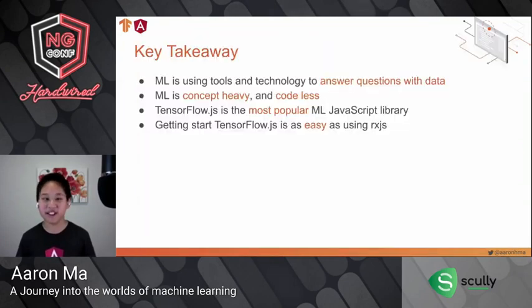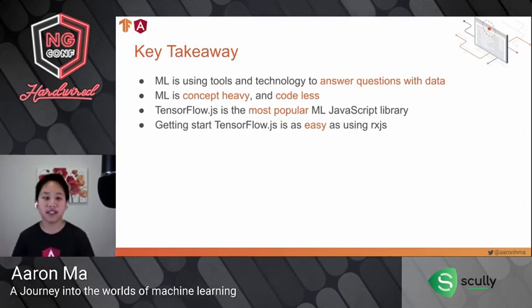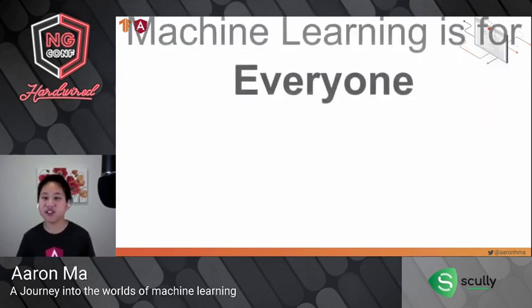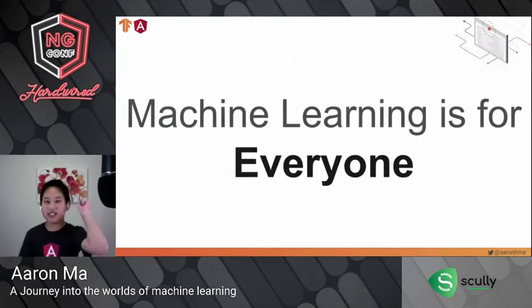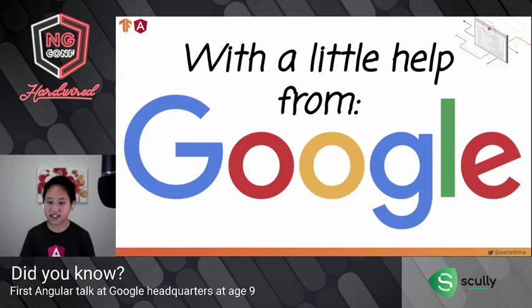Now my takeaways of my talk. Machine learning is using technology to answer questions with data, and machine learning is more concept-heavy, and code less. And currently, TensorFlow.js is the most popular machine learning JavaScript library. And getting started with TensorFlow.js is as easy as using RxJS. And machine learning is for everyone, which means you sitting in your chair, you can become a machine learning engineer with a little help from Google's TensorFlow.js.